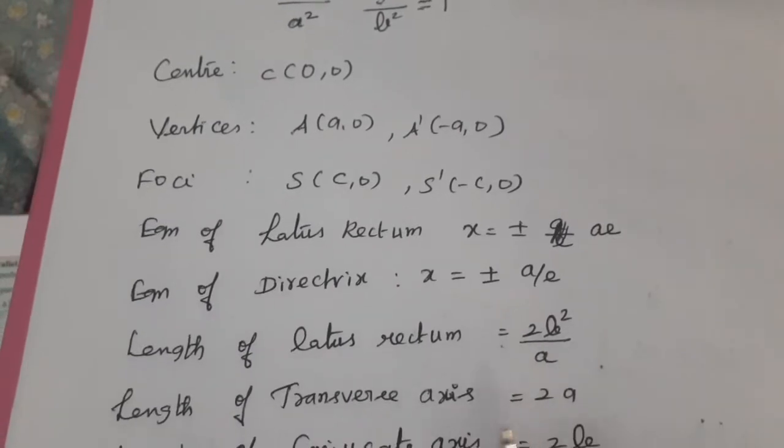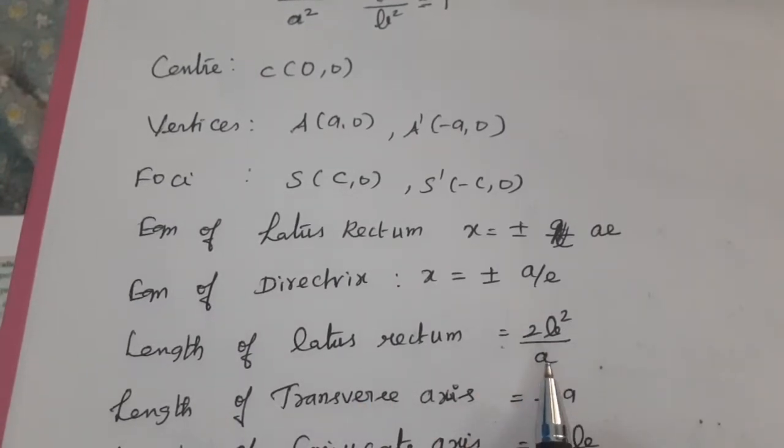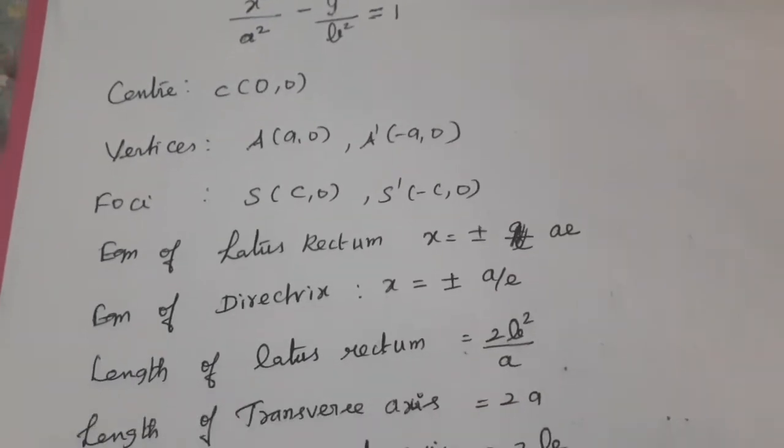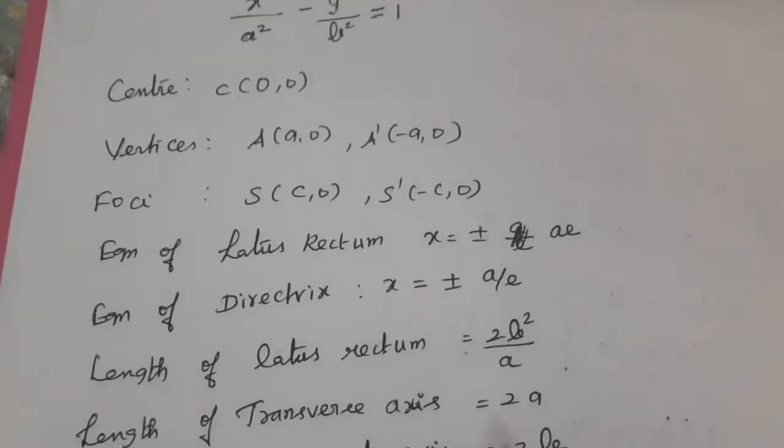Length of the latus rectum is 2b square by A. These are very, very important for you, so go through them properly. Length of the transverse axis: transverse axis is the x-axis, 2a. Length of the conjugate axis: conjugate axis is the y-axis, that is 2b.